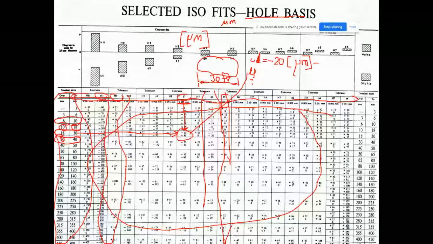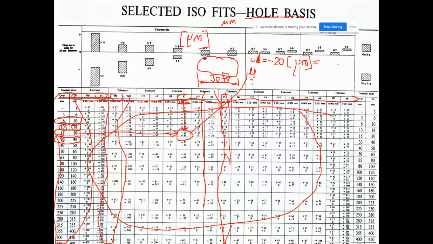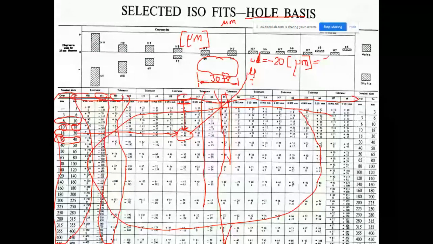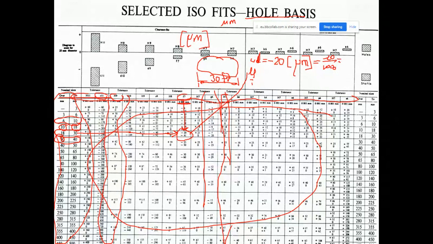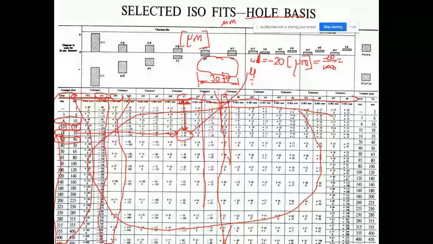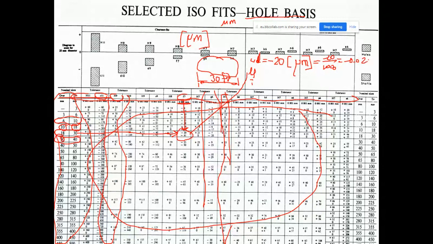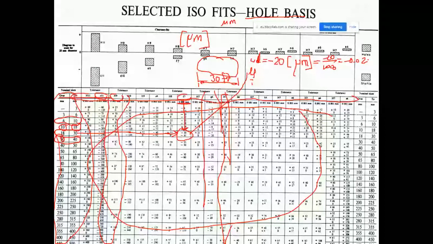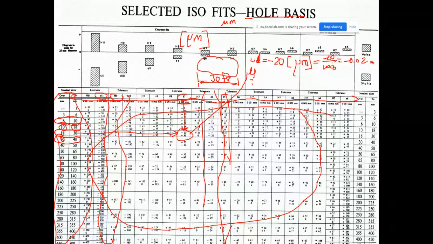And then convert to millimeter by dividing it by 1,000. Minus 20 divided by 1,000. Now, say, upper deviation, sorry, minus 0.002. I think it's true. Yes, 1, 2, 3. Yes, 0.02 millimeter. This is in millimeter.